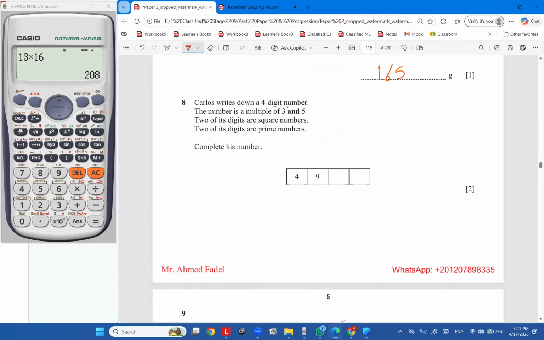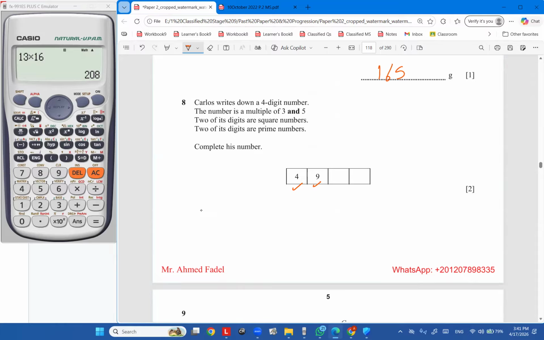Carlos writes down a 4-digit number. The number is a multiple of 3 and 5. Two of its digits are square numbers. Done. Square and square. Look at this. The 4 is a square number. The 9 is a square number. The other two digits are prime numbers.